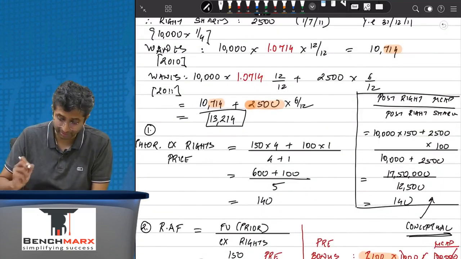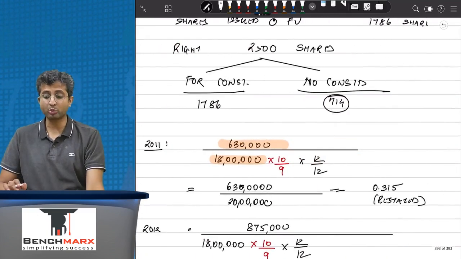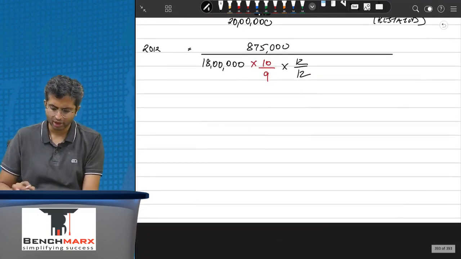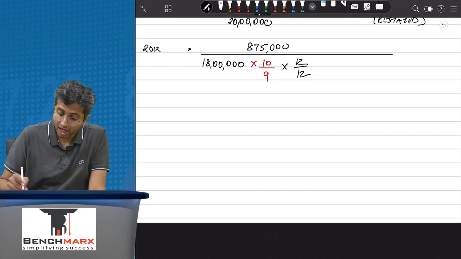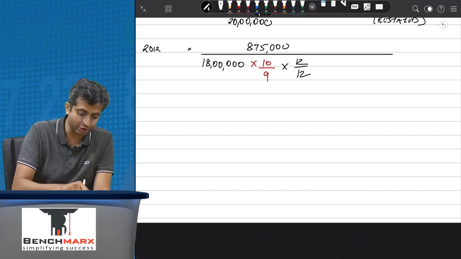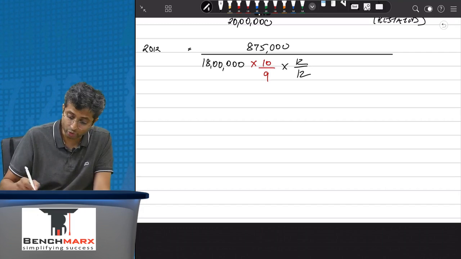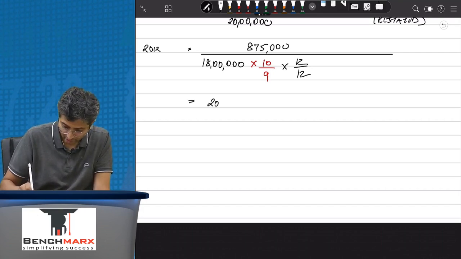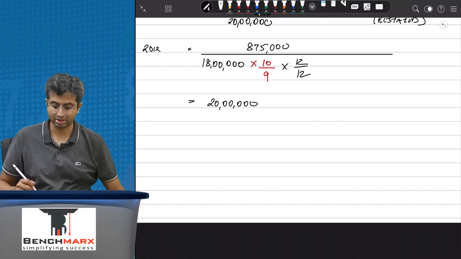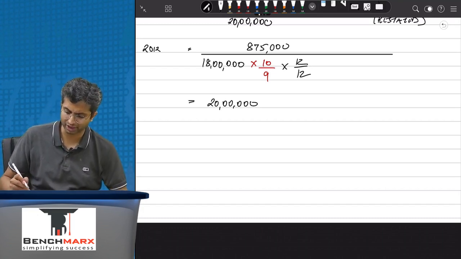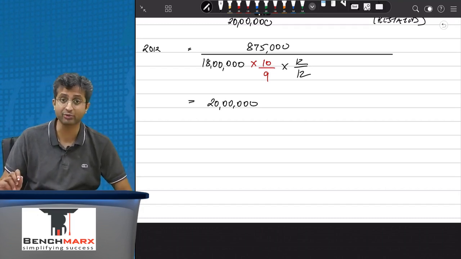ये अपन ने जो किया, यहाँ पे भी एक गलती है. I want to point that mistake out. Till now, things are perfect. Now, when you take 18 lakhs into 10 by 10, please pay attention to this. When you take 18 lakhs into 10 by 9, that is equal to 20 lakhs over here, which is fine in case of 2011. If you take this, this is 20 lakhs, which is outstanding for the entire year.